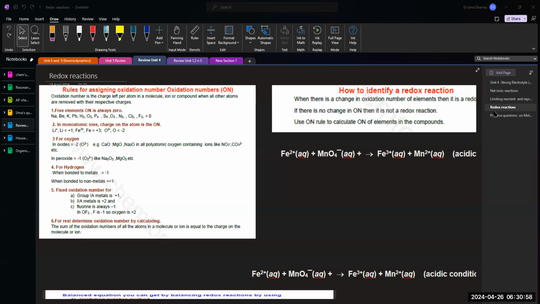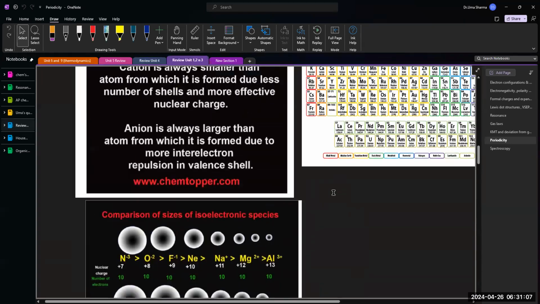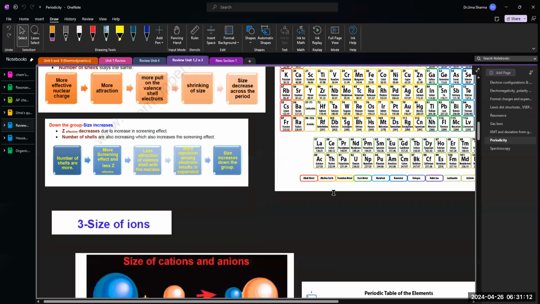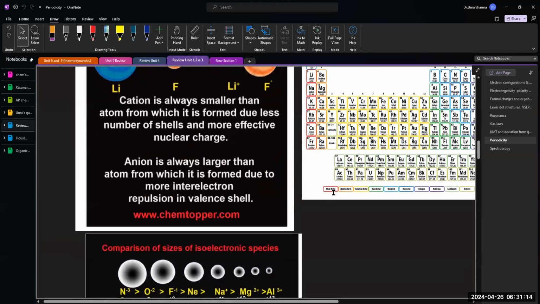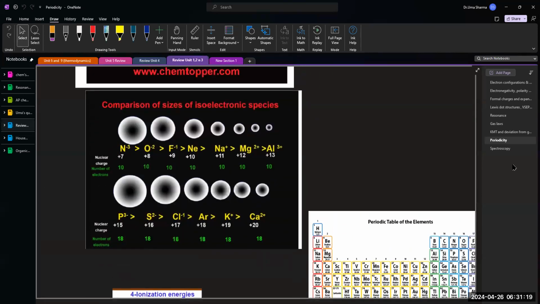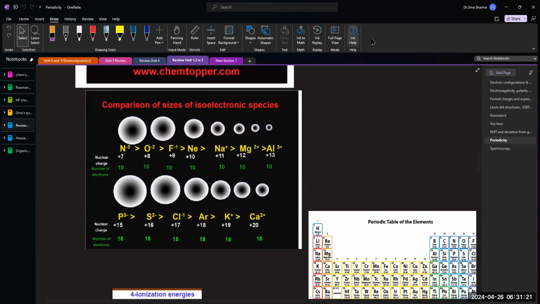And we are on the last part. We are on unit, this part, periodicity. Periodicity, I already started. If you remember, in the extra review class, we discussed the atomic size, effective nuclear charge, size of the ions. So here is a question. And we discussed isoelectronic species also. So N3 minus and N, which one is going to be bigger in size?